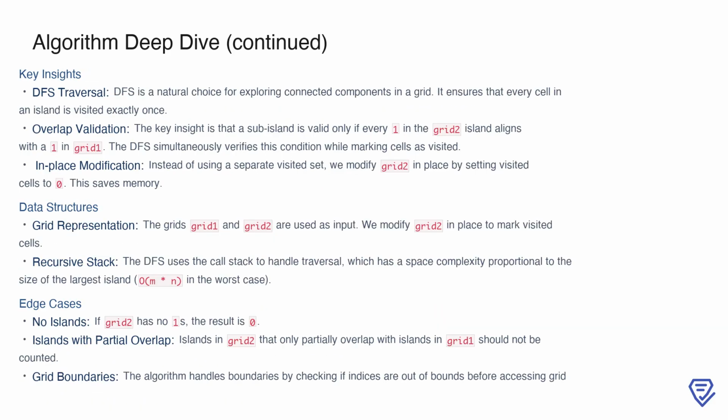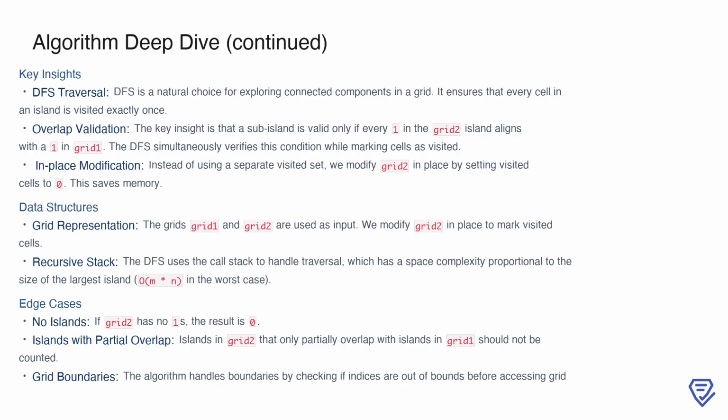There are a few key insights that make this algorithm effective. First, DFS is ideal for this problem since it systematically explores connected components in the grid, ensuring we visit every cell in an island exactly once. Second, the validation of sub-islands is built directly into the DFS traversal, allowing us to check whether all ones in grid 2 align with ones in grid 1 as we traverse. This saves us from needing a separate validation step. Additionally, to optimize memory usage, we modify grid 2 in place by setting visited cells to 0 instead of maintaining a separate visited set. This approach is efficient and avoids unnecessary overhead.